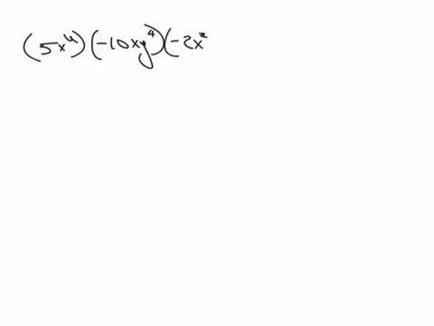11 through 22, you're just multiplying. So let's look real quickly at 22. We have 5x to the 6th times negative 10xy to the 4th, and we have negative 2x squared y to the 6th. Remember, you're just multiplying the numbers. 5 times negative 10 is negative 50. Negative 50 times negative 2 is 100. So we're done with the numbers.